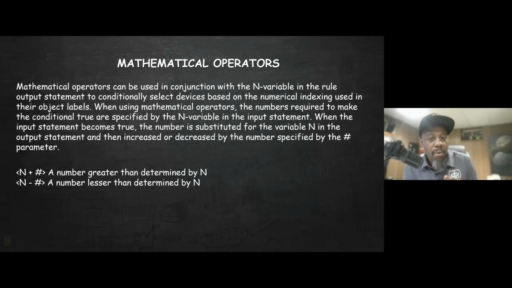When using numerical mathematical operators, the numbers required to make the conditional true are specified by the n variable on the input side. So when the input statement becomes true, the number substituted for the n variable on the output side will also come true. This applies if you're using the mathematical operators, the plus and minus. So that's in a sense using the same thing.